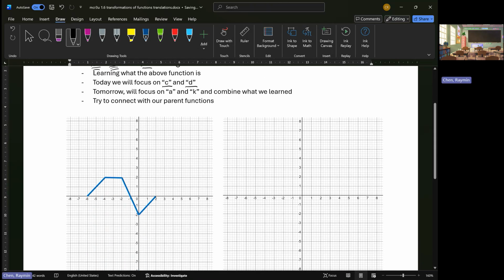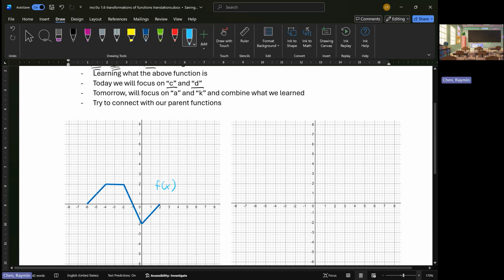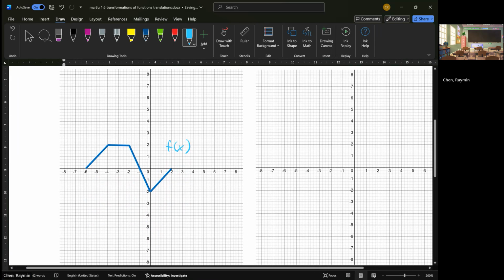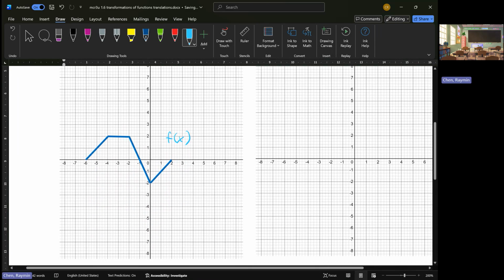You do not have this example, so pause the video if you would like to see this. What we have is a blue function, and this is f of x. Maybe I should zoom in so people can see a bit better. And what I want to get across today is the horizontal and vertical translation. But the first one we're going to take a look at is the c value.